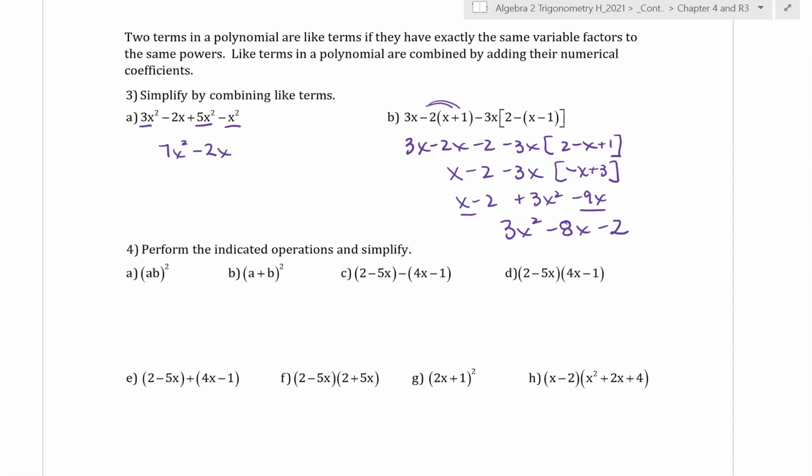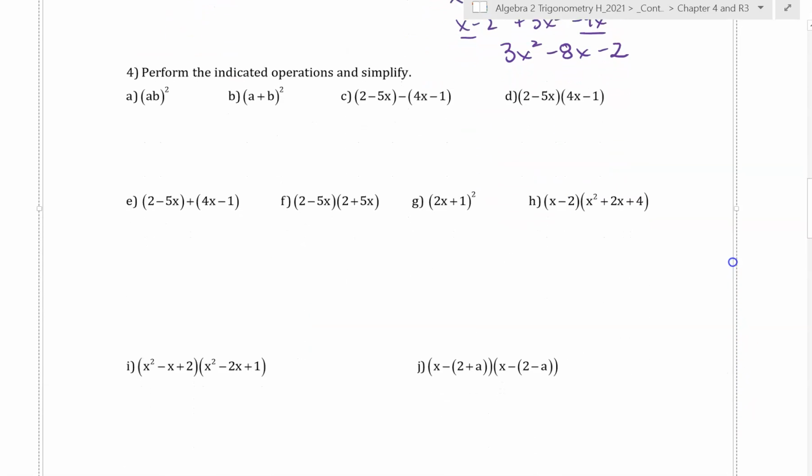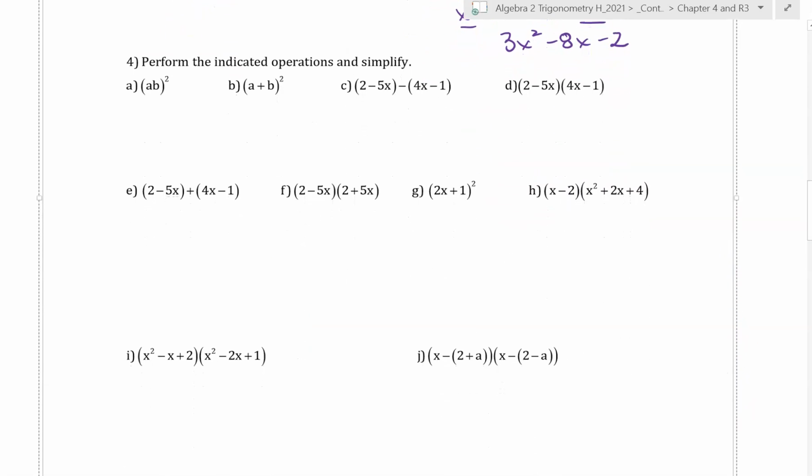Okay, so for part 4, now we have addition, subtraction, multiplication, and we would have to combine like terms. So I want you to go ahead and think about 4a and b. They're very different. Notice that 4a means the quantity a times b times the quantity a times b. So that's a squared b squared, where part b is very different. So go ahead and pause the video and try part b.